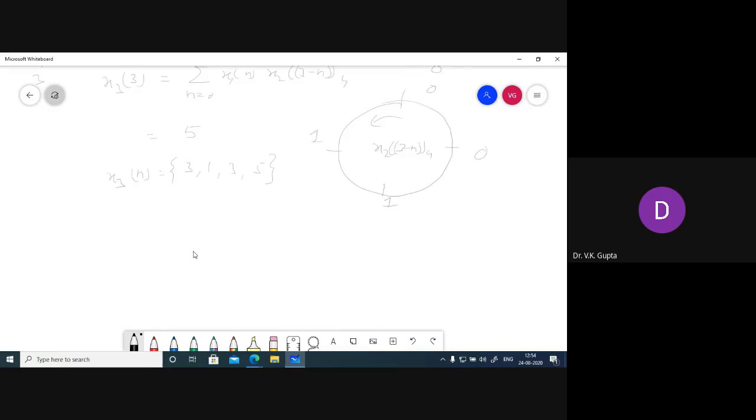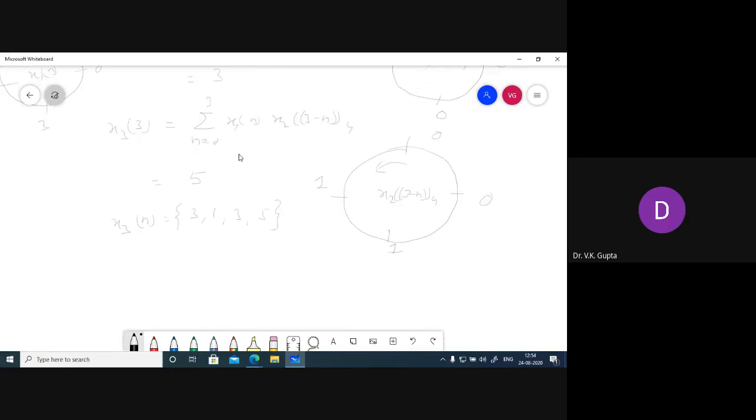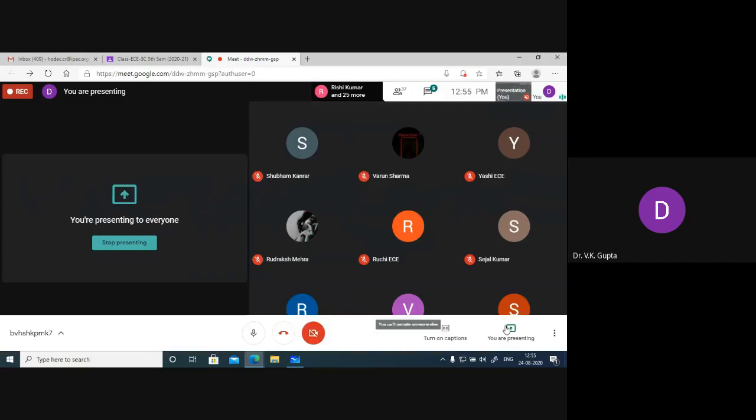This is the time domain approach. In the frequency domain approach, we first find X1(k), then we find X2(k), then multiply X1(k) into X2(k), and then the IDFT will again give you the same answer. Kindly do it at home, the convolution of these two sequences by DFT and IDFT. This is all about today's class.